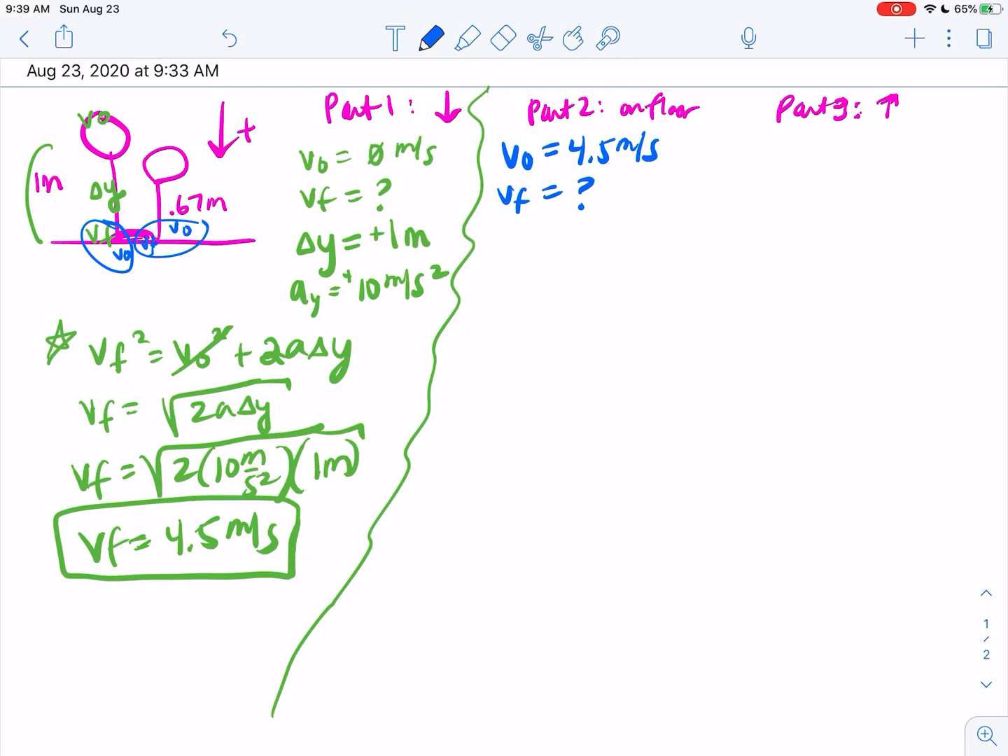Okay, we don't know the final. We don't know the acceleration here. We don't know the time. We don't know how far it compresses. So we actually really don't know very much about part 2, right?